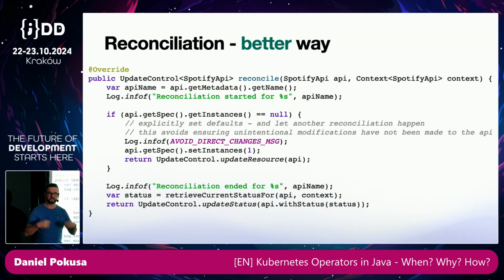So let's write the reconciliation in a better way. For that, I will use a different example. Imagine that we are creating a Spotify API operator. Just an operator to give me access to Spotify. What should it do? It should have some kind of configuration.